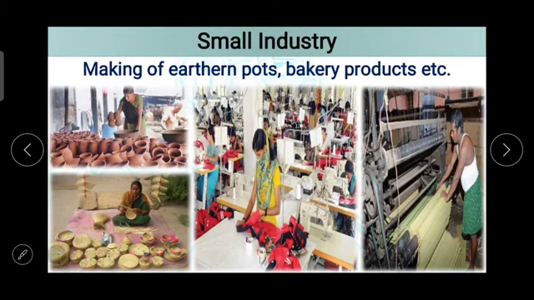If we talk about the small industry, then it includes making of earthen pots, bakery products, or weaving the bamboo materials. So these are the industries which are small in the capital also.